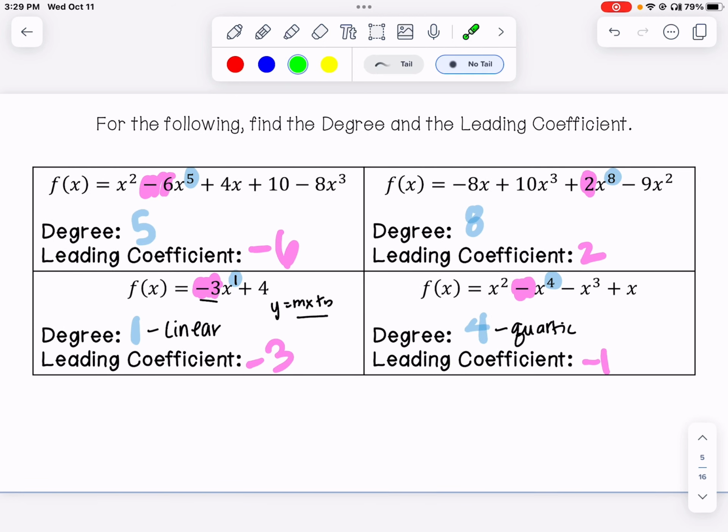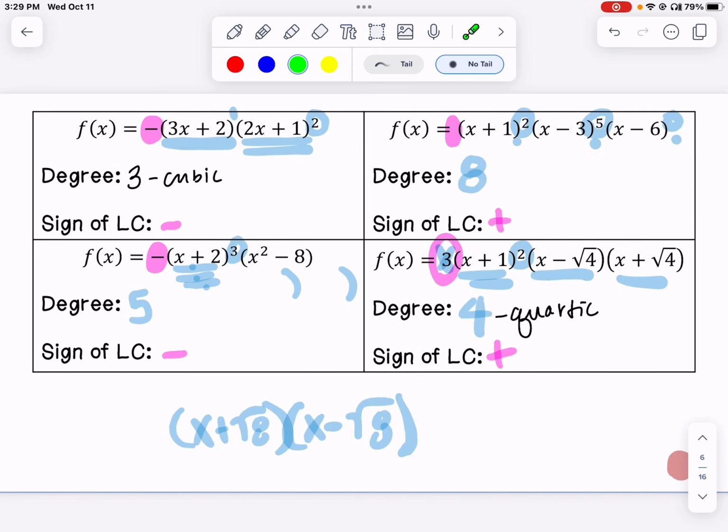So if you have something in simplified form, your leading coefficient is attached to the term that gave you your degree. So you have to find your degree first, and then it's the coefficient that goes with it. If you're in factored form, we really just care about what's in the front.